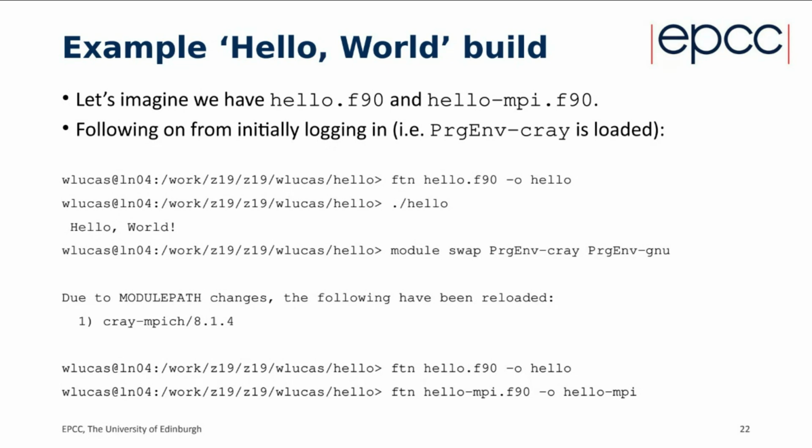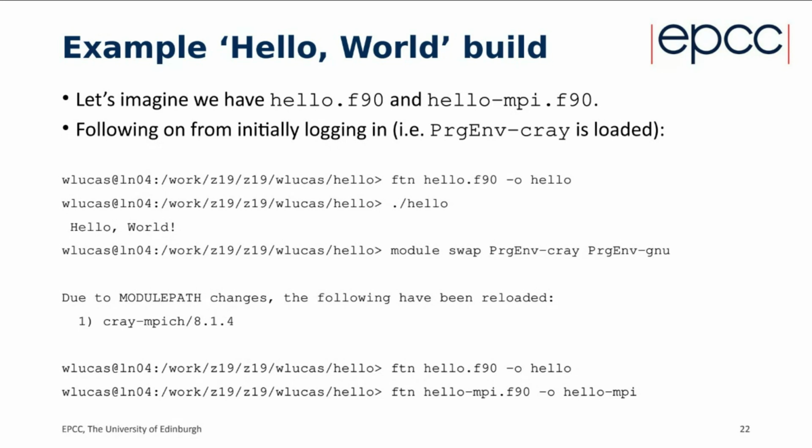Then we can just build our hello.f90 again. We'll just use ftn, except this time it's now using gfortran rather than the Cray Fortran compiler. If I want to build my MPI program, I can just do ftn hello-mpi.f90, and it will build that, and it knows what the MPICH libraries are and how to use them. If I were doing it with code using libsci, so maybe I've got some LAPACK calls in there, it will know how to link that in.